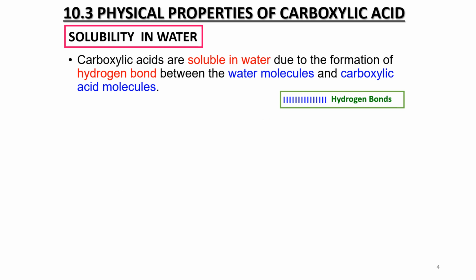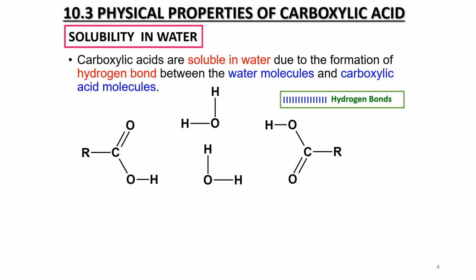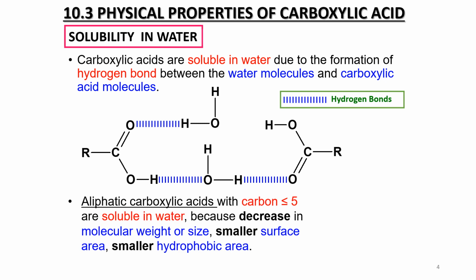Now we look at the second physical property of carboxylic acid, which is solubility in water. Carboxylic acids are soluble in water due to the formation of hydrogen bond between the water molecules and carboxylic acid molecules. Look at how the hydrogen bond is formed with the carboxylic acid and water molecules.